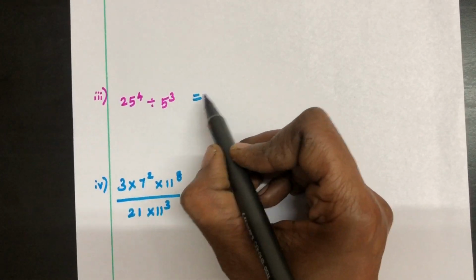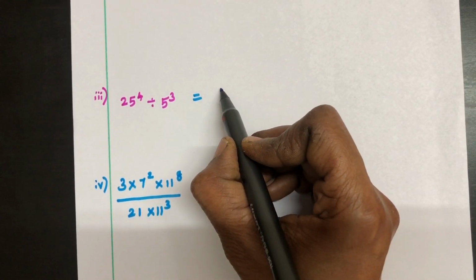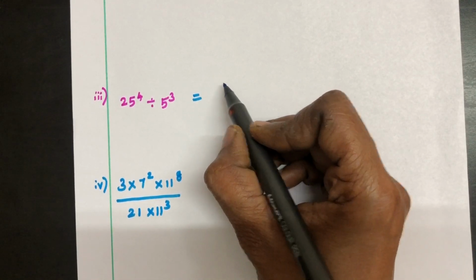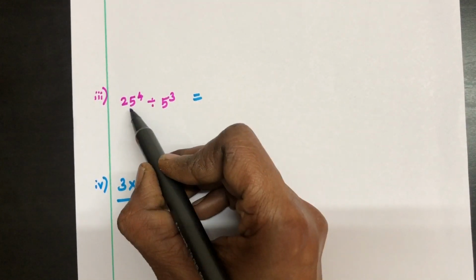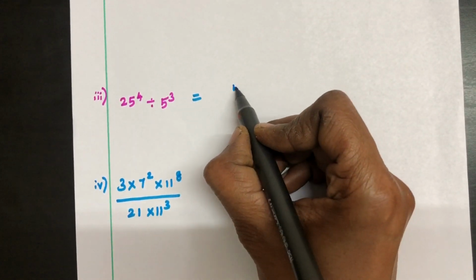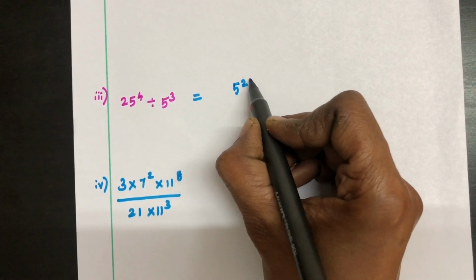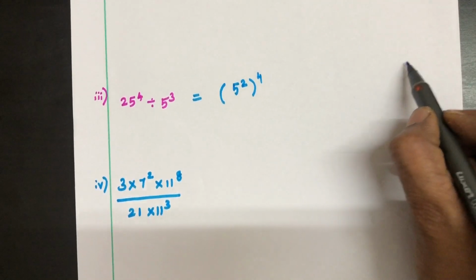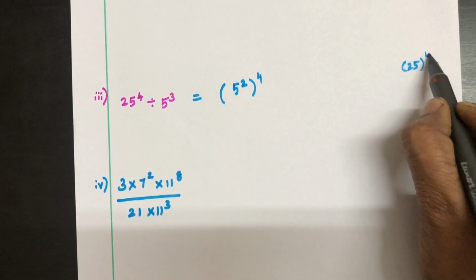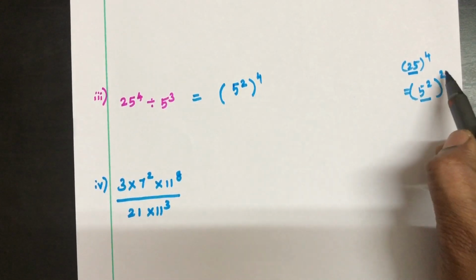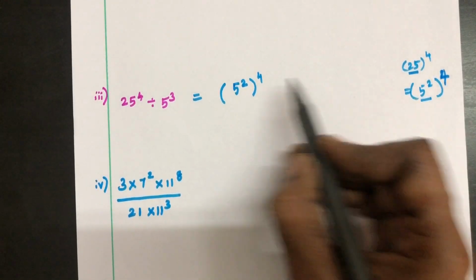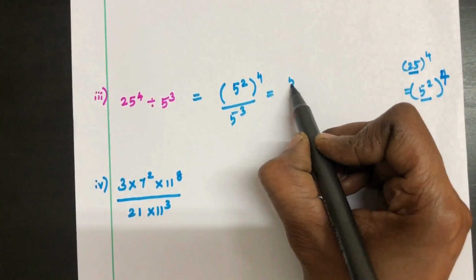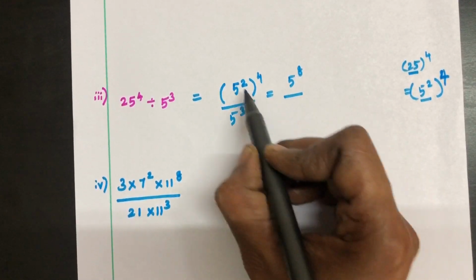Third subdivision, 25 power 4 divided by 5 cube. So in exponents always get into the prime factorization form. 25 can be written as 5 square, the whole power 4, right? See, 25 power 4 can be written as 5 square, the whole power 4, divided by 5 cube. This is nothing but 5 power 8, 2 into 4.